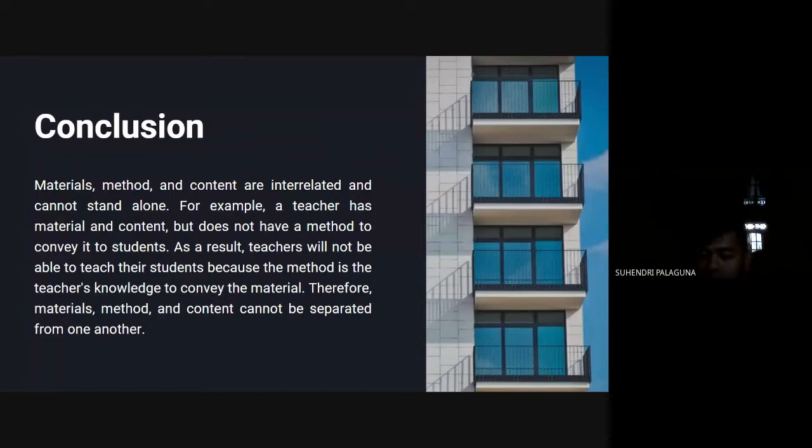Let me give you a simple example. There is a teacher who has material and content, but he doesn't have a method to convey it to the students. As a result, the teacher won't be able to teach their students, because the method is the teacher's knowledge to convey the material, and vice versa. So that's why the subjects cannot stand alone, and therefore material, method, and content cannot be separated from one another.